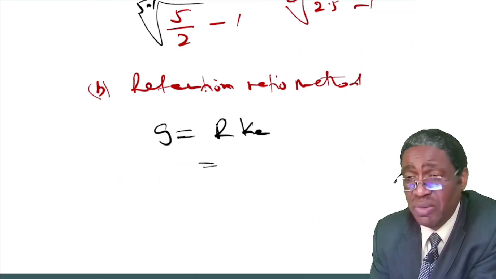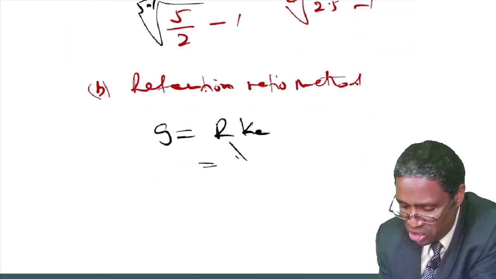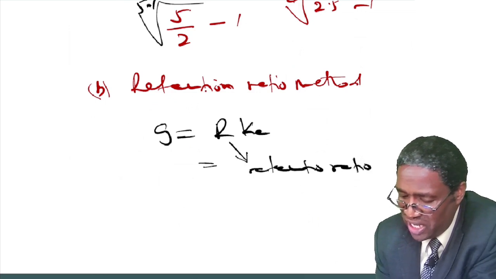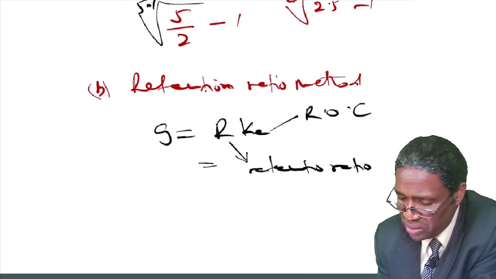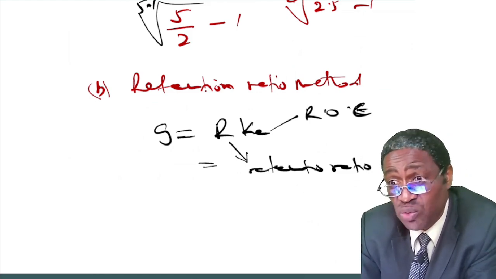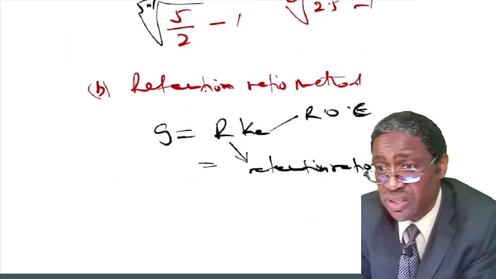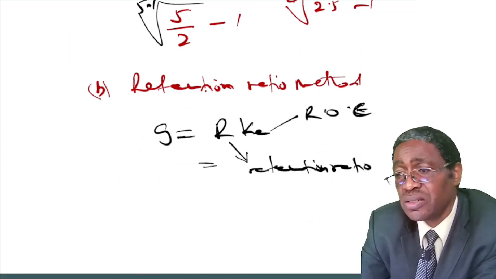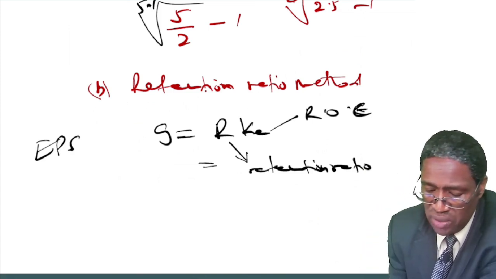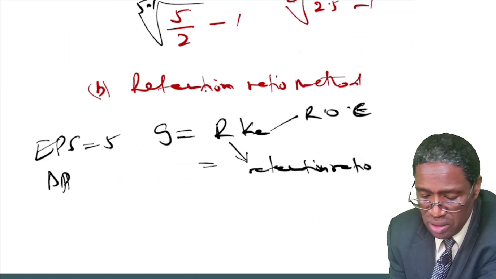What is important is you need to remember what it means. R was our retention ratio. KE was the return on equity. So you have to get the retention ratio in the company and the return on equity. Some questions may not give the retention ratio directly, but they tell you something like this: the earnings per share in the company was 5 and the dividend per share was 2.